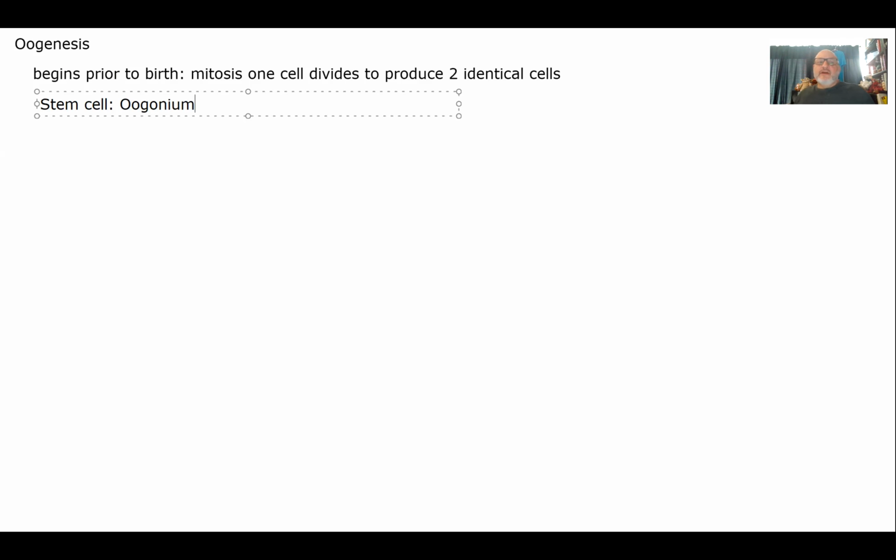That oogonium divides mitotically and produces new cells. In fact, it produces millions of cells. By the time of birth, those oogonia divide to produce about 2 million cells. Now, let's start right there. Does that sound like a lot of gametes to be producing?